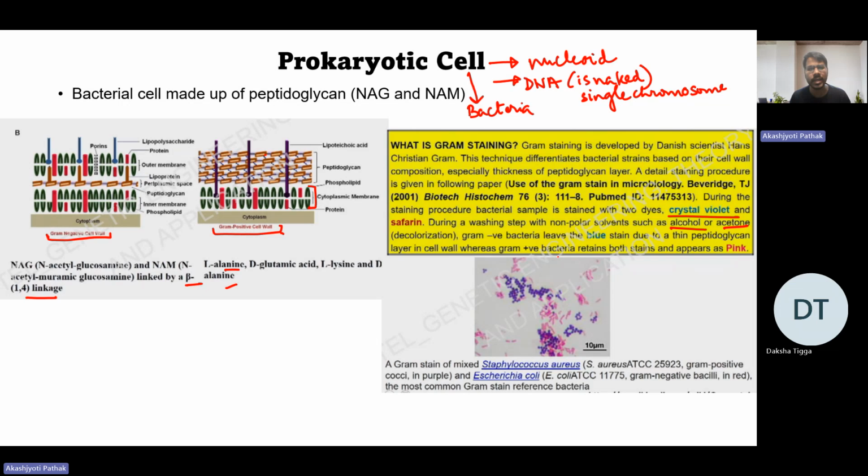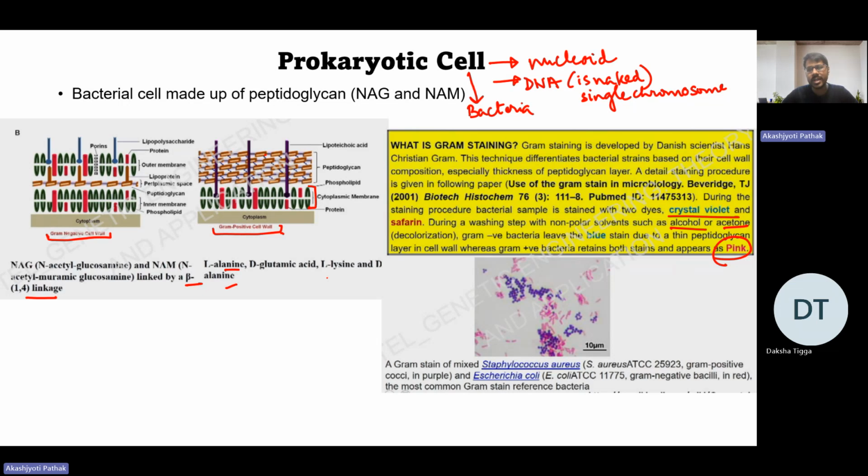to the thick peptidoglycan layer, retains the dye, and as a result, this gram-positive bacteria stains blue, while the gram-negative bacteria has to be counter-stained with safranin because it loses the stain, and as a result, the gram-negative bacteria appears pink. Okay. An example of a gram-positive bacteria is Staphylococcus aureus, and a gram-negative bacteria is E. coli.